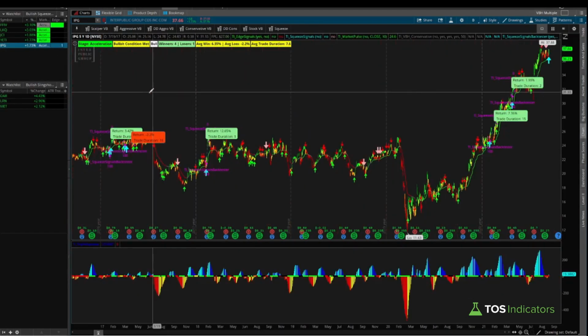And then finally, we have Interpublic Group here, 4 winners, 1 loser. This one, the scenario is a little bit flipped. The average winner here, 6.35%. The average loser, negative 2.2%. So that's what we like to see, greater winners than losers. Our losers are a bit more contained. Our winners are the ones that we get to let run a little bit more. And our average trade duration, 7.6 days.